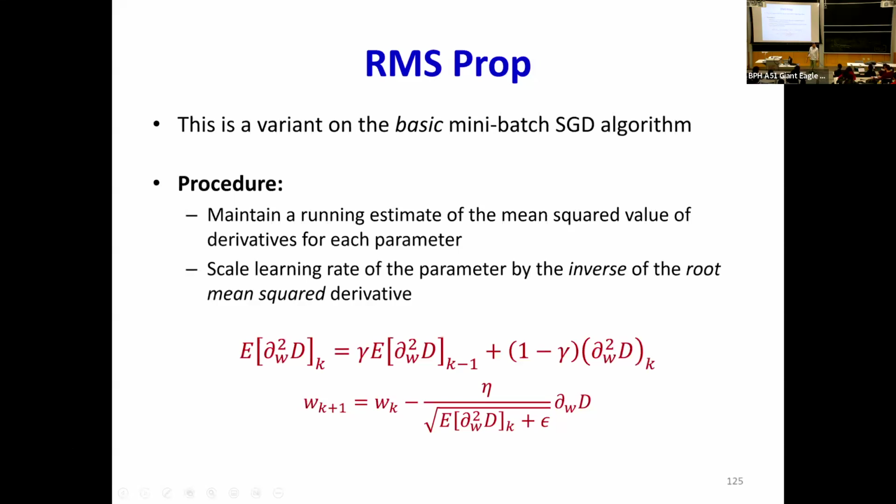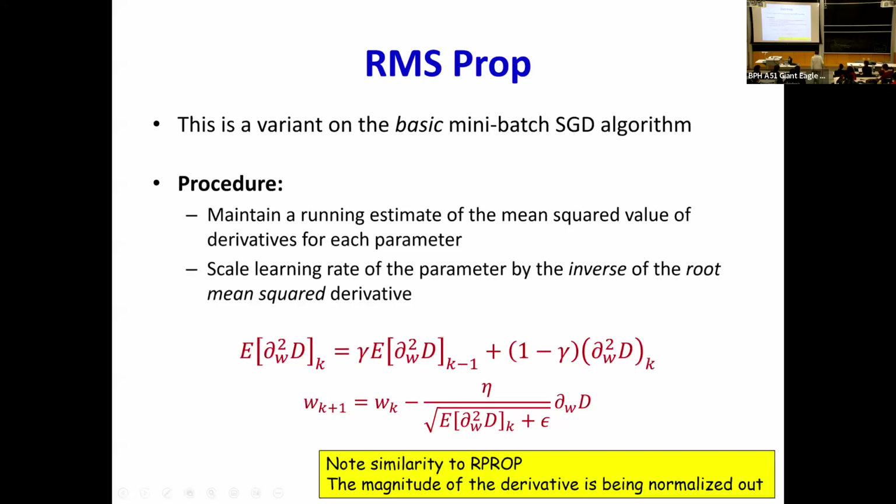You have some initial step size eta. And so this is going to be done component by component. And you observe how now you are no longer adjusting the learning rate using any kind of schedule. The learning rate gets adjusted based on how the derivative has been behaving. So this is Hinton's RMS prop. And observe the similarity to R prop.